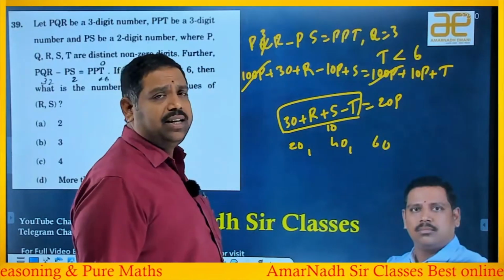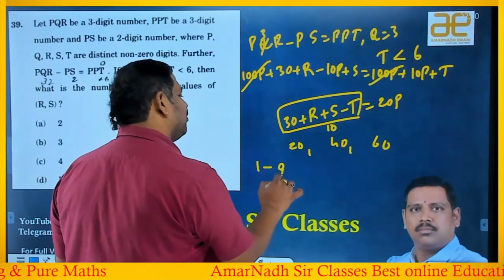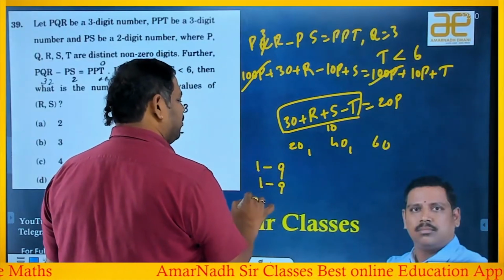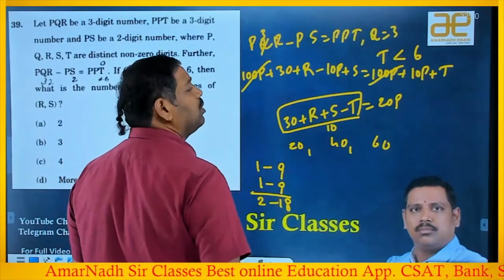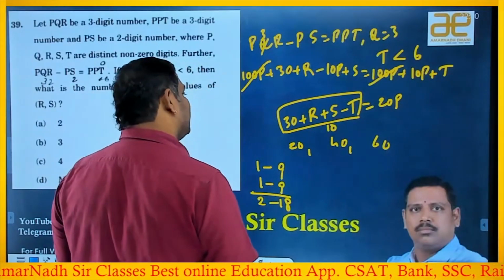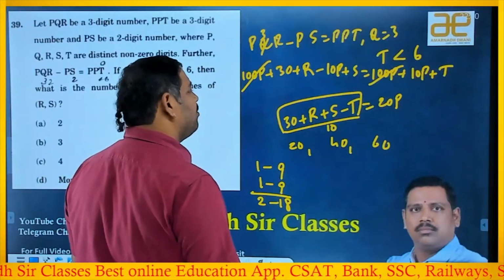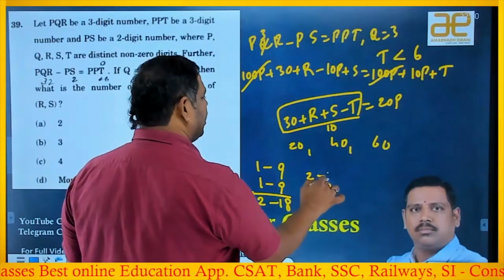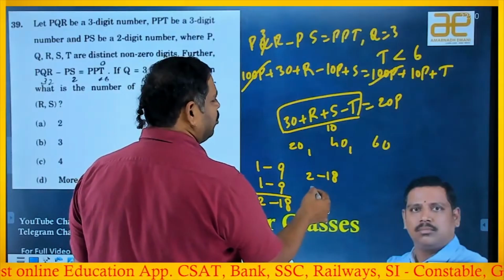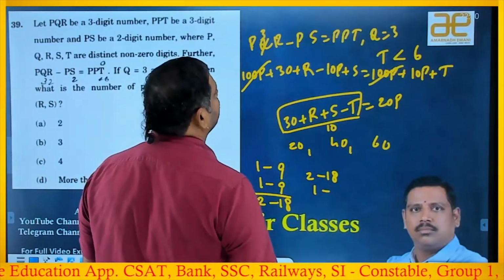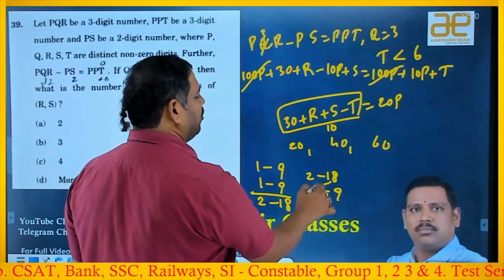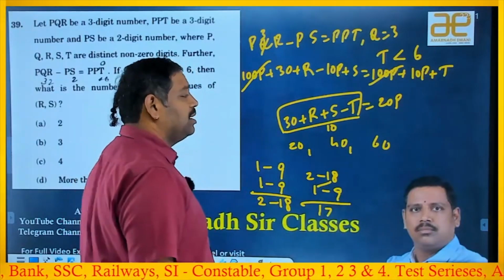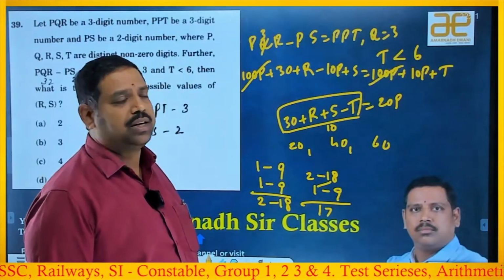R and S are digits, right? Each digit consists of 1 to 9 only. 1 to 9 and 1 to 9. If you add them, the sum will be 2 to 18. And now you have to remove T, which takes a value from 1 to 9. So the minimum value means it can be 17, which means 10 it can take, one possibility.